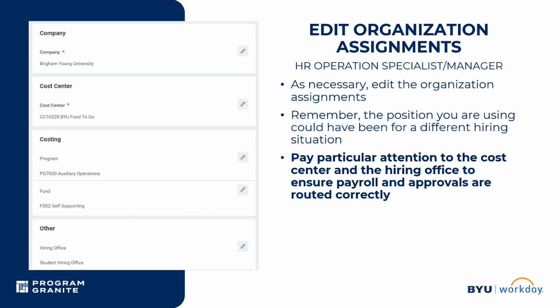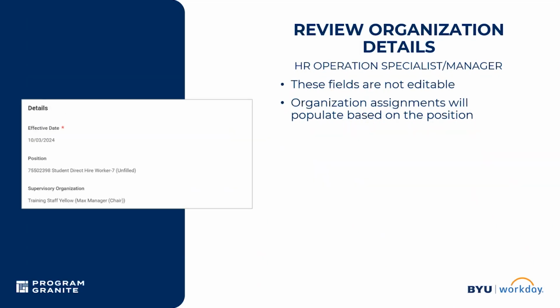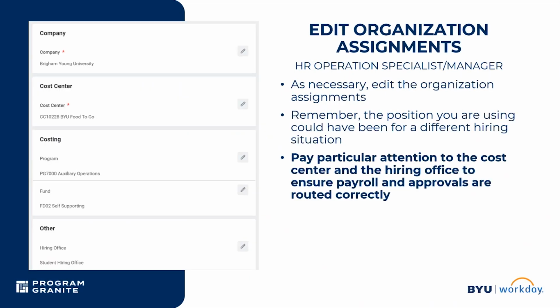And then, oh, sorry, I'm not talking about the cost center right now, excuse me. I'm talking about the effective date and the position. If you wanted to, you do have the security to edit the organization assignments. They are coming over from the position, but you would edit those as needed. Some people don't; I think we've seen it where you can't edit those. You can here. So you could change the cost center. You wouldn't change the hiring office. It's still going to be student, but you could update it as you needed to here. Excuse me about that. Okay, so you're going to pay particular attention to the cost center and the hiring office to ensure payroll and approvals are routed correctly here.